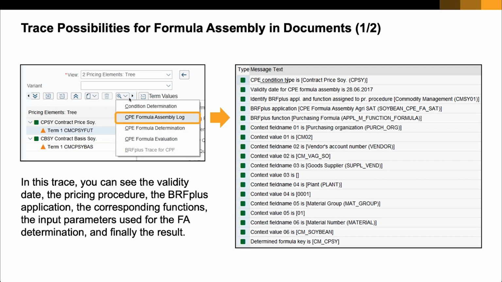If you drop down this button, you will have different options, and you can see the CP formula assembly log. Within the log, you can see the different functions which are being determined, what data is coming from the document, what formula was determined, and what term detail was determined. So you can have the complete log.